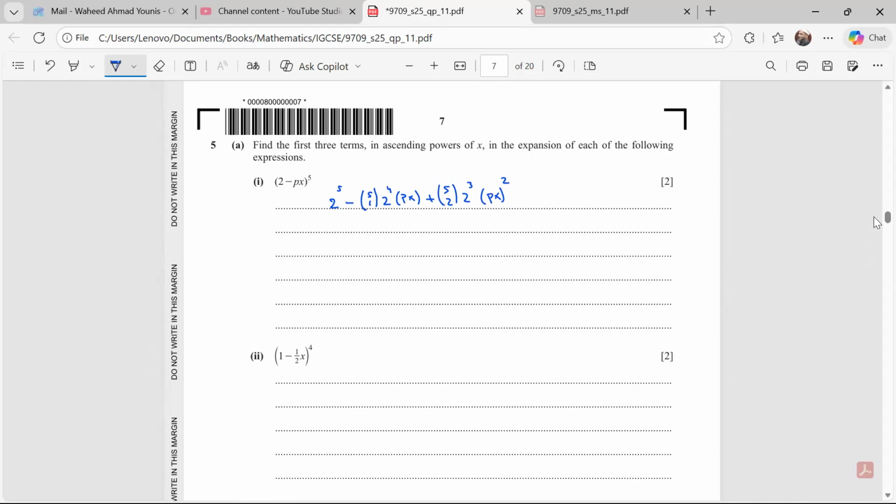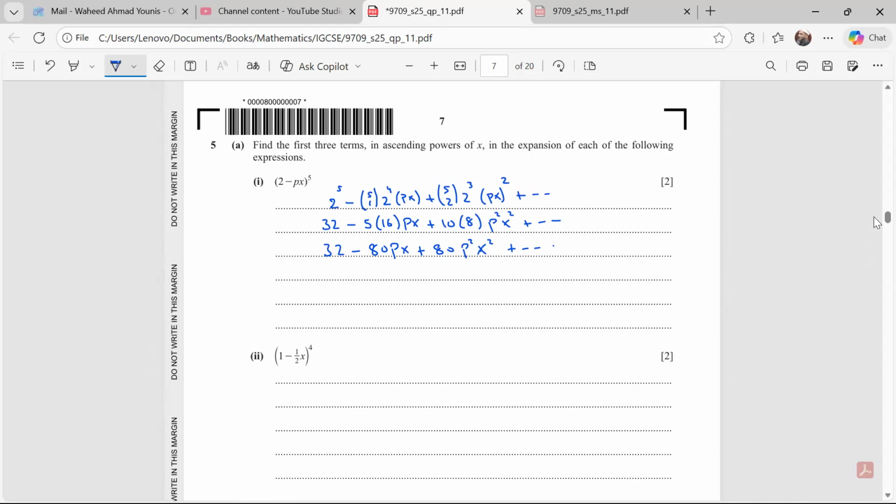Okay, so this will be simplified as 2 to the power 5 is 32, minus 5 and 2 to the power 4 is 16, so 5 times 16 times px, plus 5 combination 2 is 10 times 2 to the power 3 is 8, and this is p square x square. So 32 minus 80px plus 80p square x square. And it has, of course, more terms here, but we are asked to write only 3 terms.